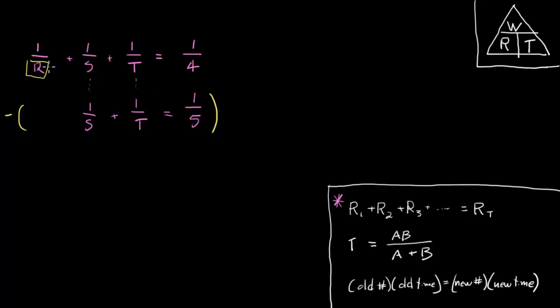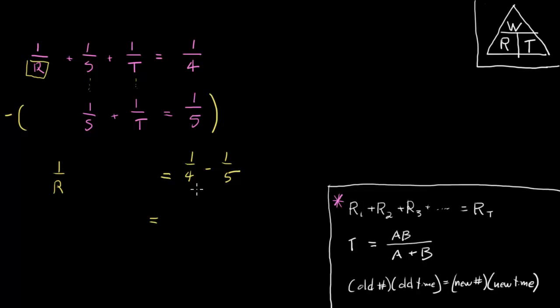So subtracting the whole second equation from the first, we get 1 over R minus, and there's nothing here, so we're just left with 1 over R. 1 over S minus 1 over S is nothing. That's just gone. Likewise, these 1 over T's cancel out. And on the right of the equation, we are left with 1/4 minus 1/5. Now we're in really good shape because we've got one equation, one variable.